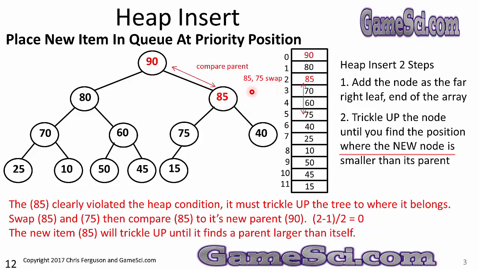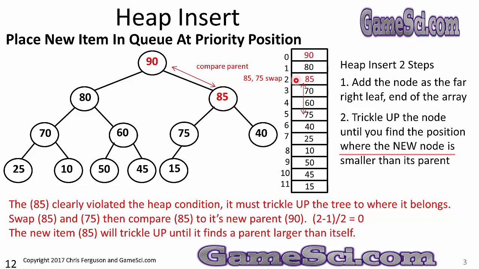85 and 75 need to swap. The 85 clearly violated the heap condition. It must trickle up the tree to where it belongs. Swap 85 and 75. 85 and 75 just swapped right there. After that's done, compare 85 to its new parent 90.